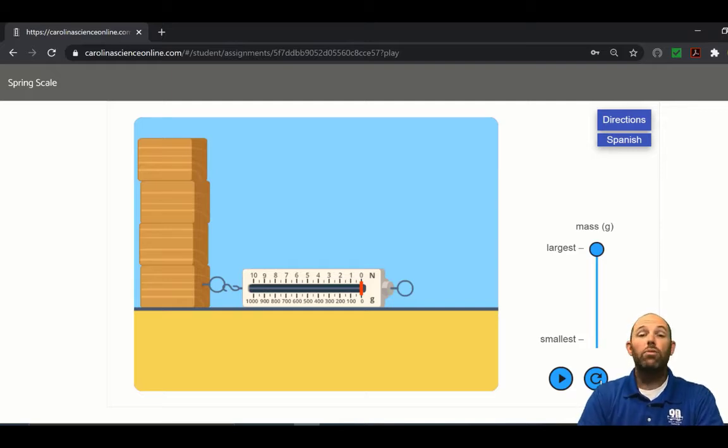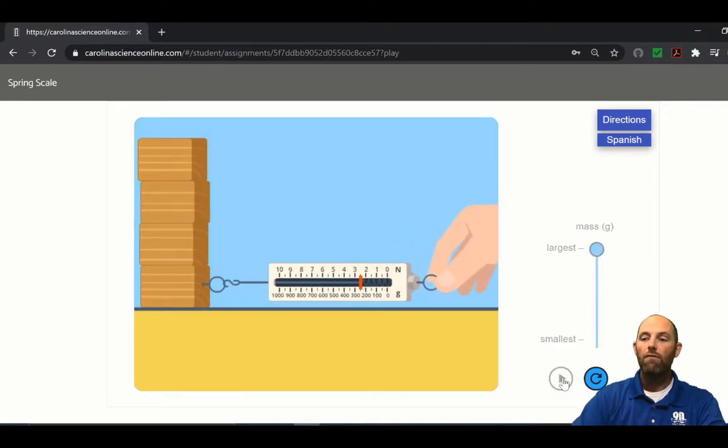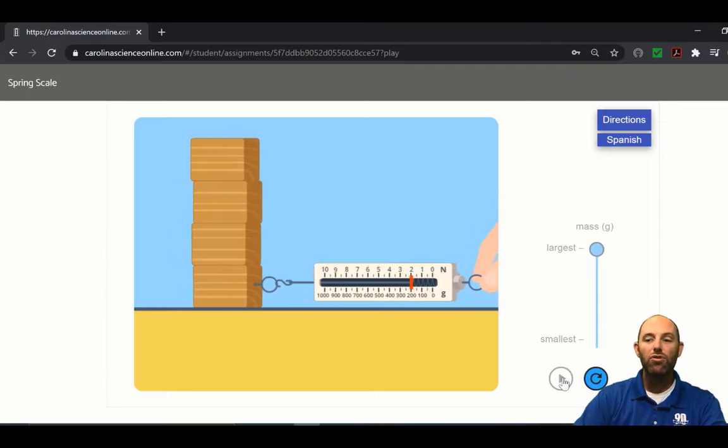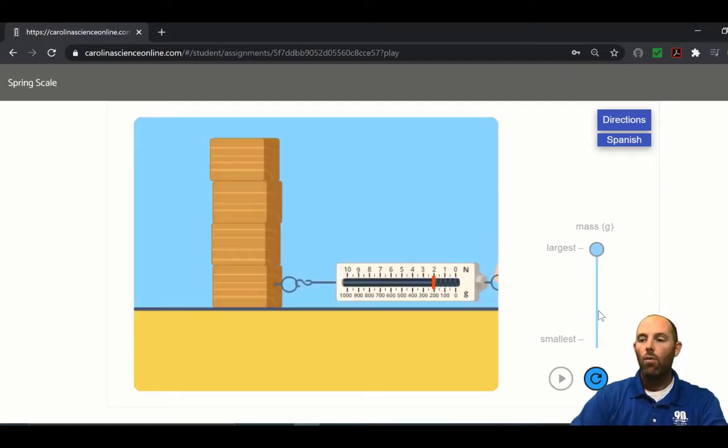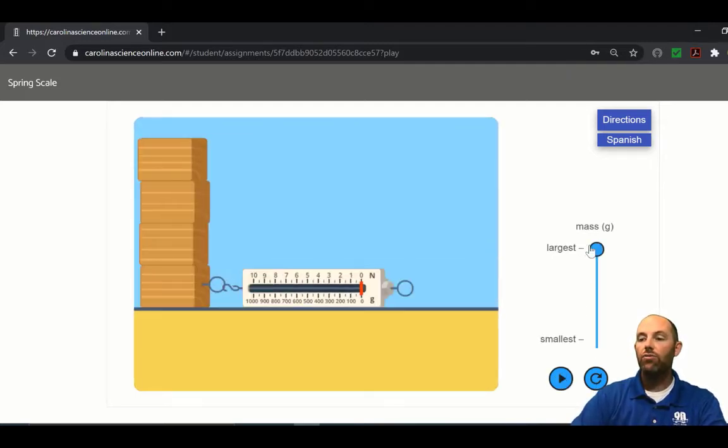Okay guys, that was a really good discussion. You're exactly right. The more mass or the more inertia an object has, the harder it is to pull. So for example, we have the spring scale right now with 4 blocks on it. Let's click play and let's see how hard it is to pull. 4 blocks took us 2 Newtons to pull it. What if we reduced it down to 1 block?